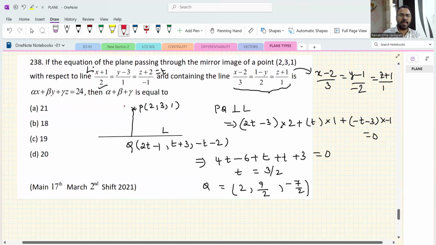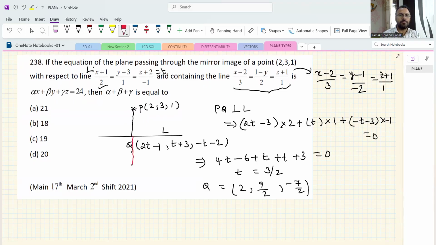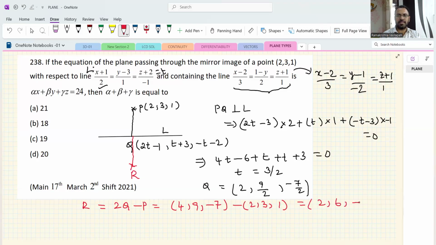So what is the image? R is the image of the point, right? Image of the point P is equal to 2 times Q minus P. Nothing but 4, 9, minus 7, minus point P, nothing but 2, 3, 1. So this is equal to 2, you will get 6 and minus 8. So this is the other point on the plane.